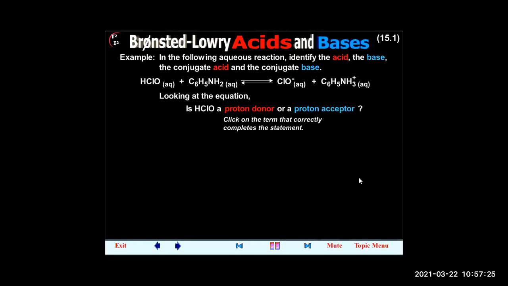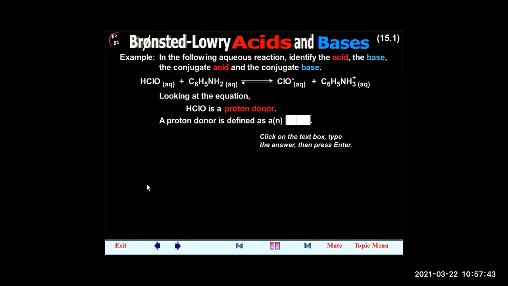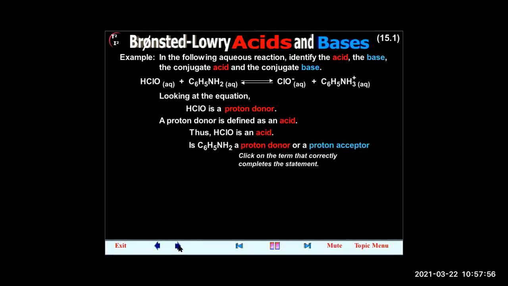Donor. A donor, okay. Somebody said it's donor. Why do you say a donor? Well, I see that in the product it gave up hydrogen. Exactly, it gave up the hydrogen, so ClO minus is left behind. It's a proton donor. If defined as, yes, what is the definition? An acid. Acid, okay.